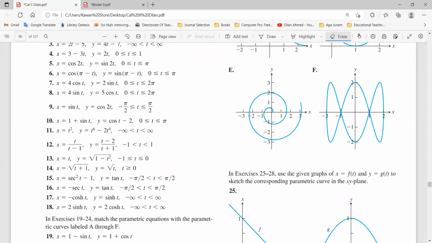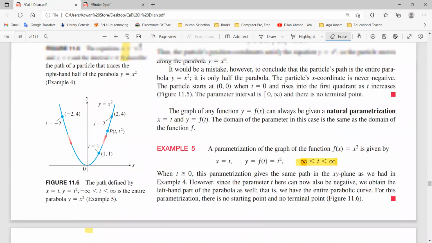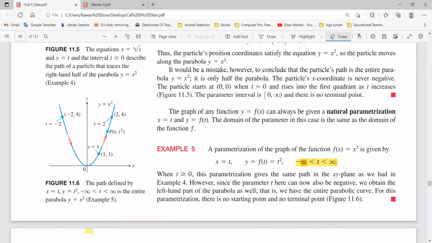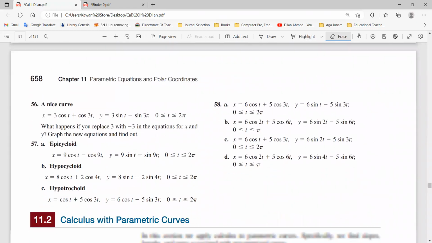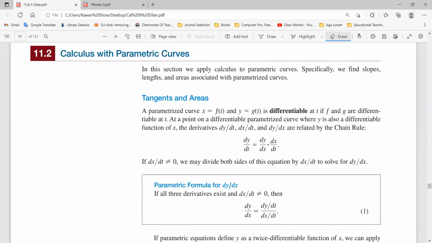Understood? So that's all about the parametric equation in 11.1. Do you have any question about here?